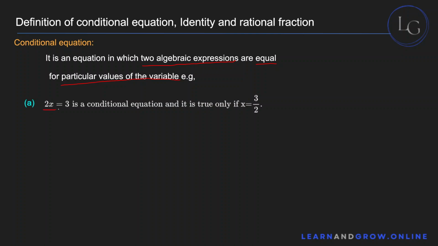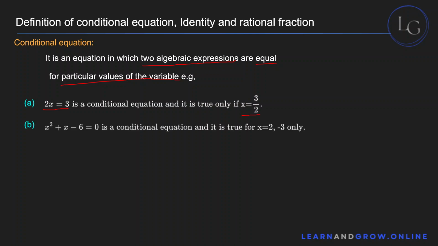You have this linear equation, and once you solve this, you can find out that x is equal to 3 by 2, obviously, because to get x on the left hand side, you'll basically divide this 3 by this 2. And so the value of x is equal to 3 by 2. So 2x minus 3 is a conditional equation, and it is true only if the value of x is equal to 3 by 2. So if the value of x is equal to 3 by 2, the left hand side is equal to the right hand side, and that is the condition.